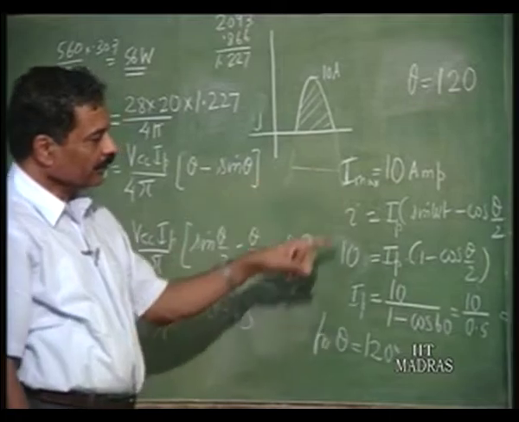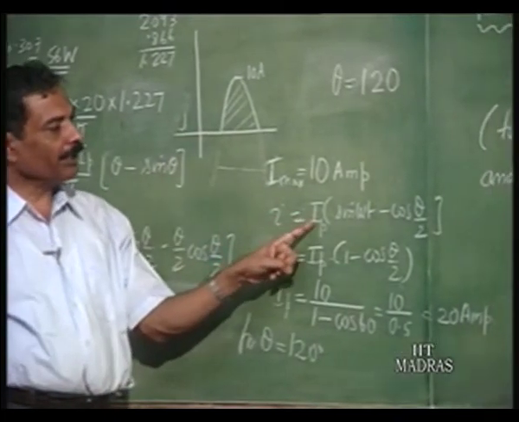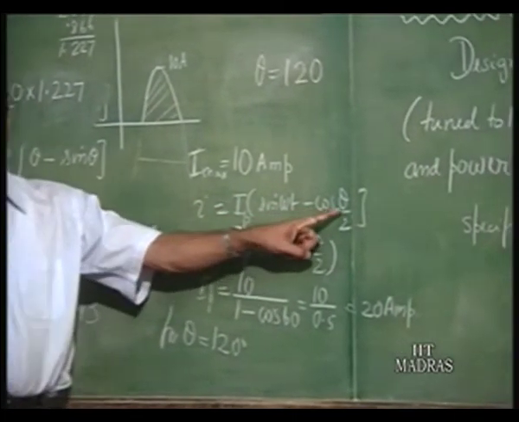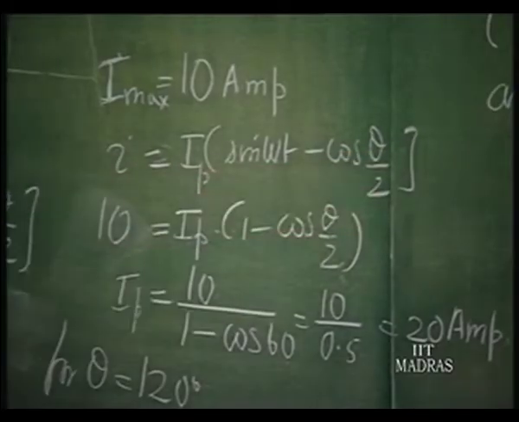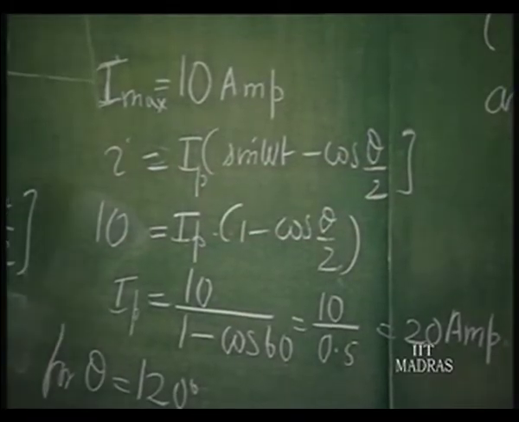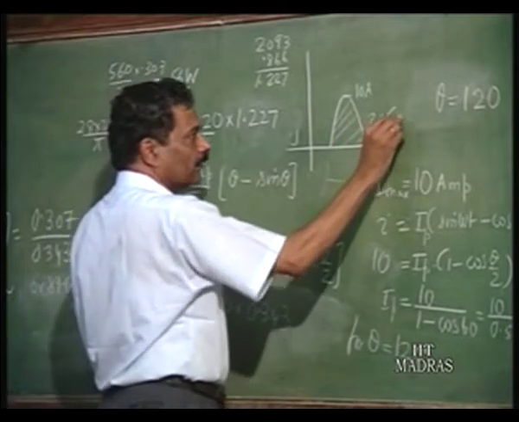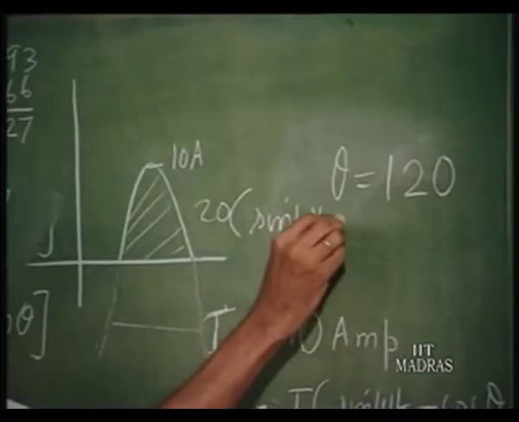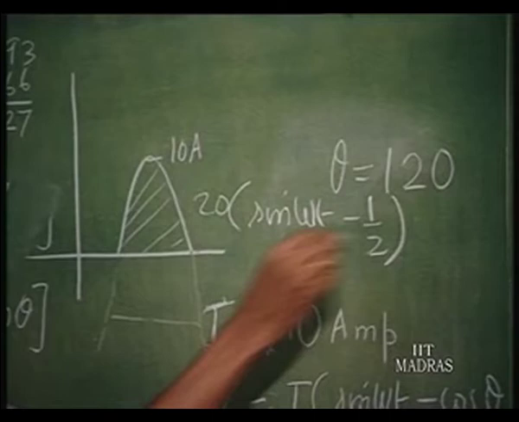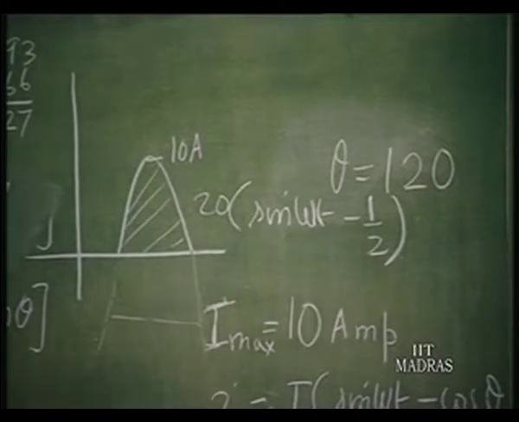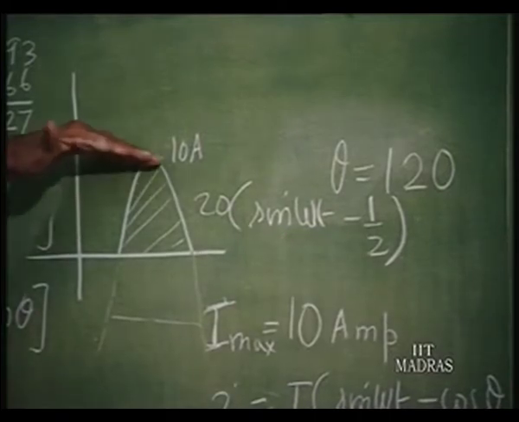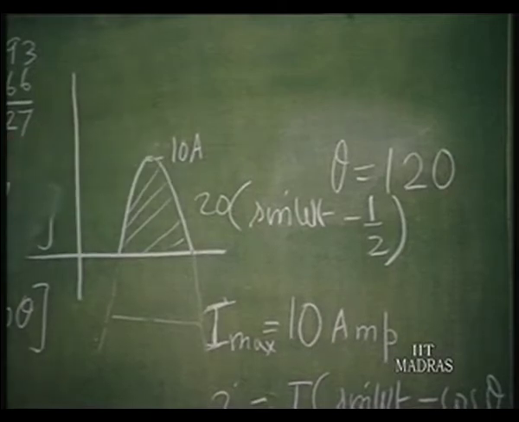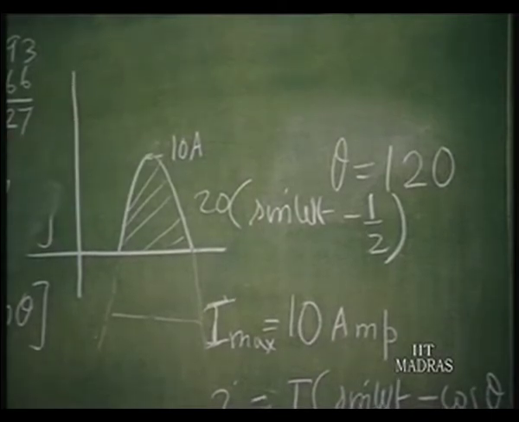Okay. So, you can define this current waveform as 20 sin omega t minus half. That is the definition of this waveform, 20 sin omega t minus half. So, it has a peak current of 10 amperes. Okay. So, the current waveform is well defined now.